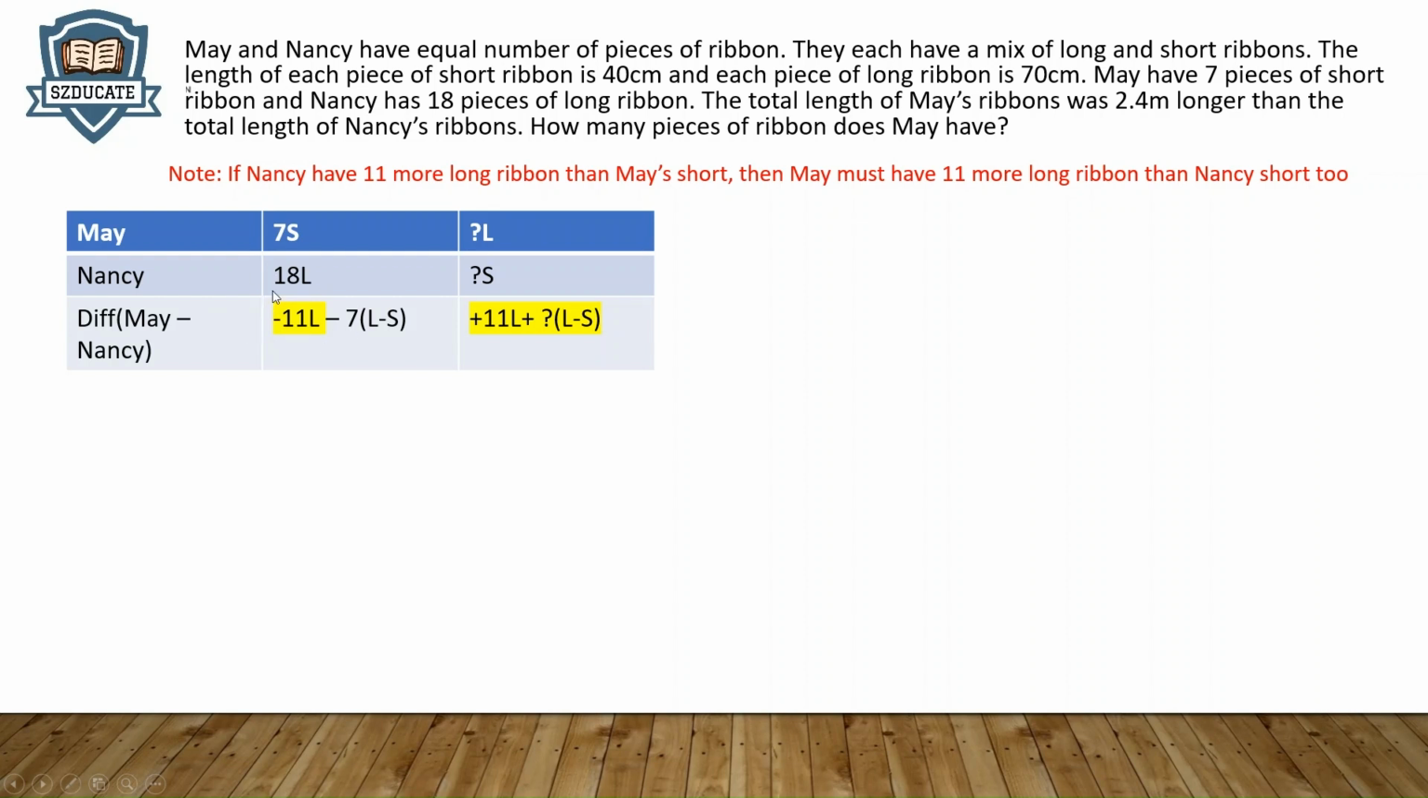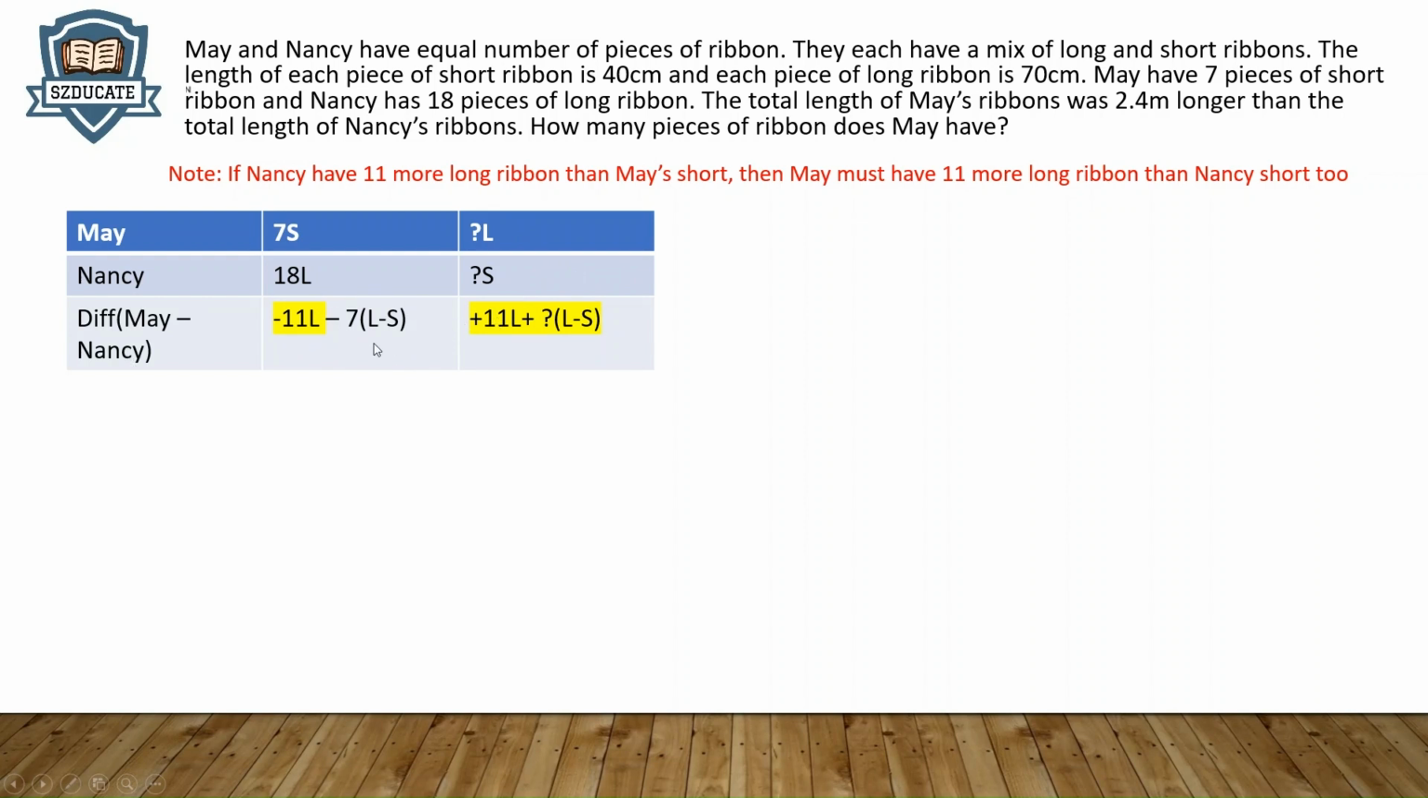Okay, on the same thing, you notice our note, what we said just now. Because on the other side, we don't know the actual number, but we do know that May would have 11 more long ribbons compared to Nancy's short ribbons. And that is also 11. So here is negative 11. Here is positive 11, because May minus Nancy will be positive 11 long ribbons.